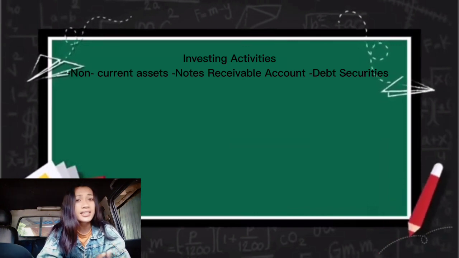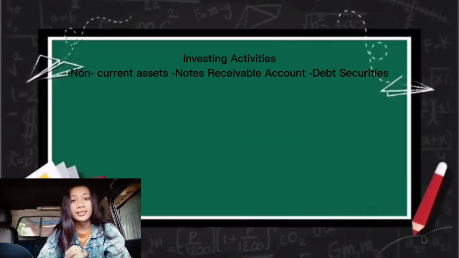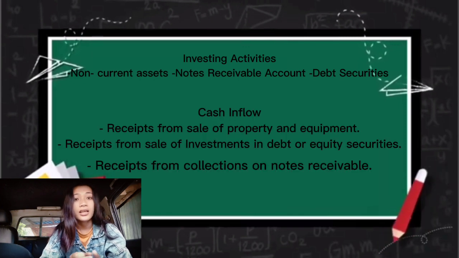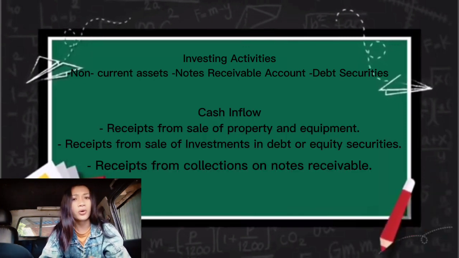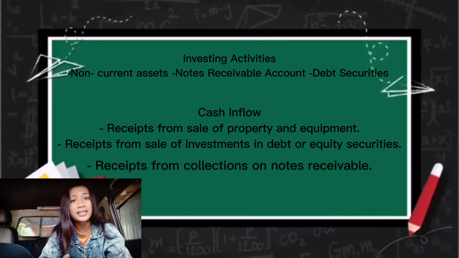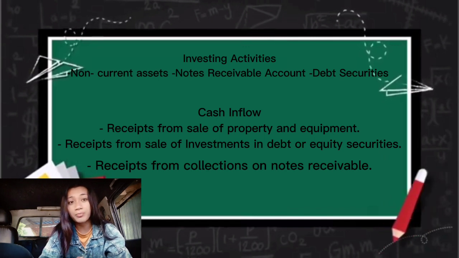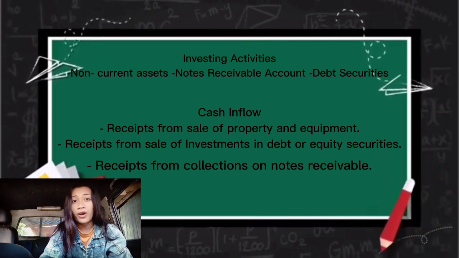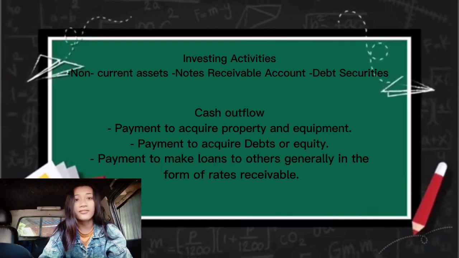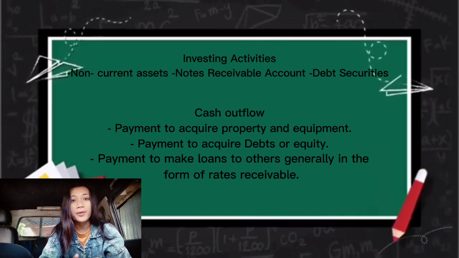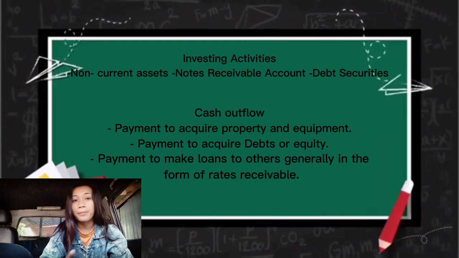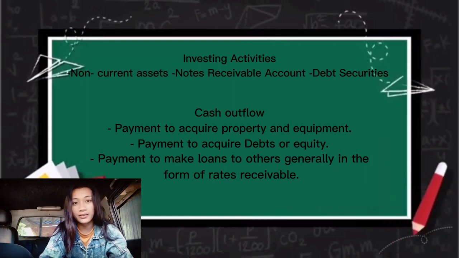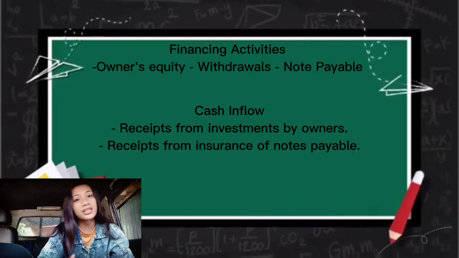In investing activities: non-current assets, notes receivable account, debt securities. In cash inflow, receipts from sale of properties and equipment. Receipts from sale of investments in debt or equity. Receipts from collections on notes receivable. In the cash outflow, payment to acquire property and equipment, payment to acquire debt or equity, payment to make loans to others, generally in the form of notes receivable.